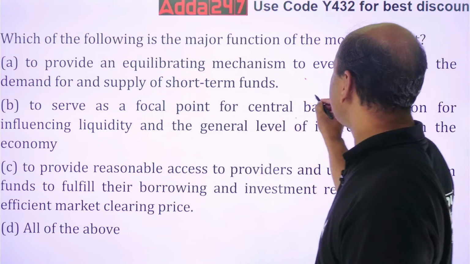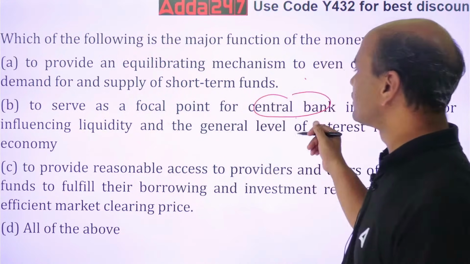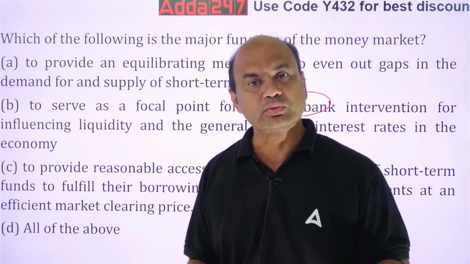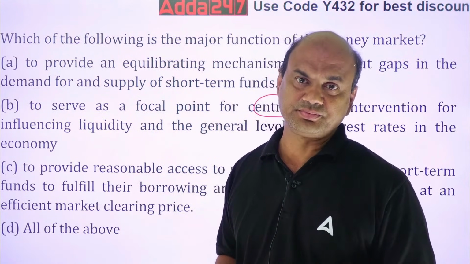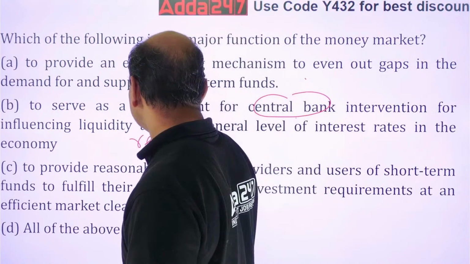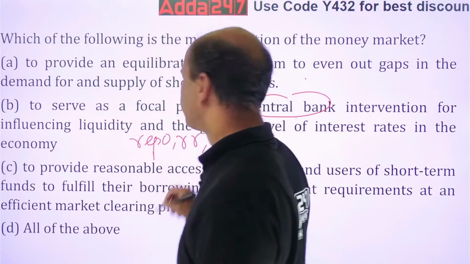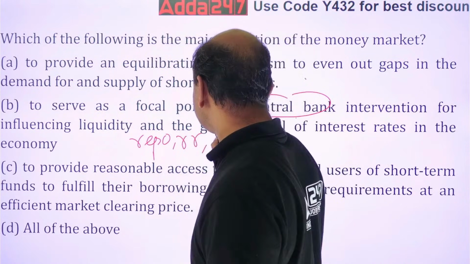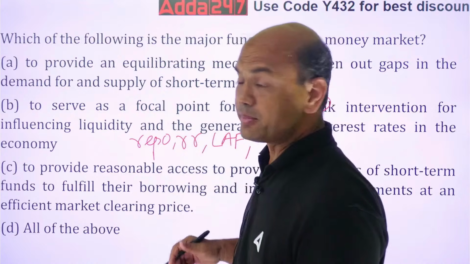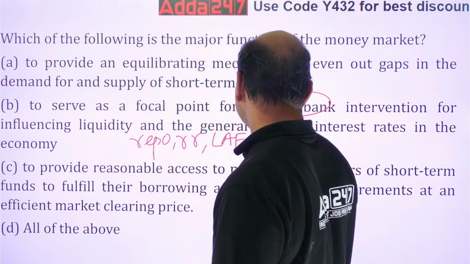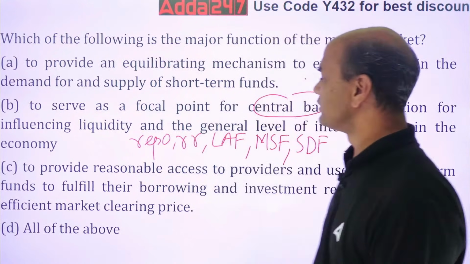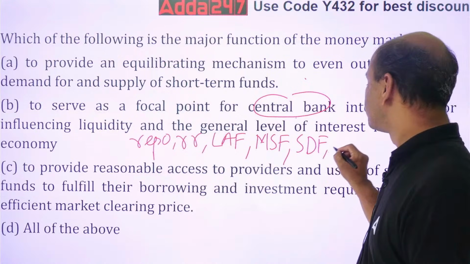Now, how does a central bank focus on this? See, pay attention now. What is the role of central bank in influencing liquidity? Central bank has various tools in credit and monetary policy. What are the tools? One is repo, reverse repo, RR I'll write, right? Then they have LAF, liquidity adjustment facility, right? Then they have MSF facility, MSF is also given. Then SDF facility, SDF, okay? They have T-bills to be issued, T-bills.